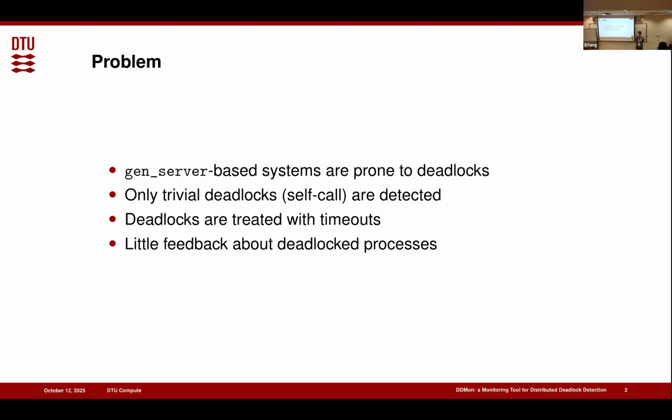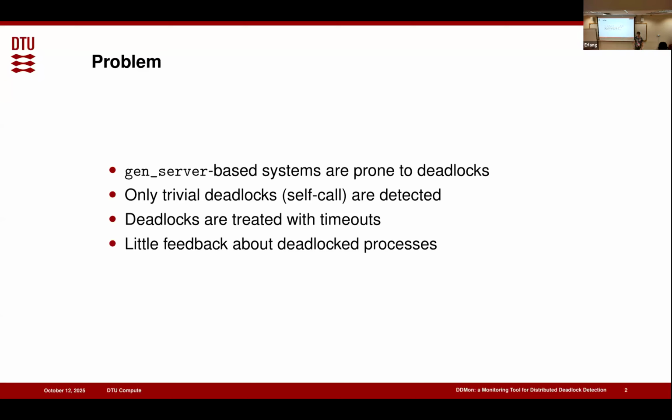You can have cycles, and they happen in production. We have evidence from the industry that this is actually a problem. Unfortunately, Erlang provides only trivial deadlock detection. So if a generic server calls itself, then you get a deadlock notification, of course, because it can detect it. But if a deadlock consists of more processes, which is usually the more concerning case, you get no feedback about bad stuff happening other than a timeout simply.